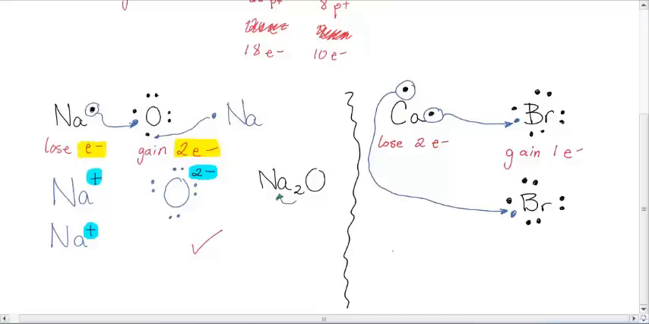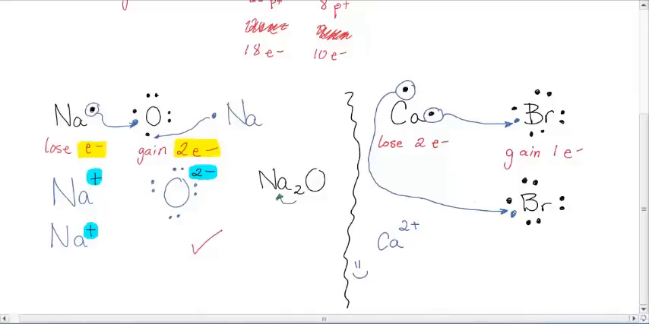Well, we're left with 1 calcium atom. Calcium is now empty, which makes it very happy. And it lost 2 valence electrons. So it lost 2 electrons, that means it now has a charge of 2 positive. Remember, when you lose electrons, you end up with a positive charge. When you gain electrons, you end up with a negative charge.